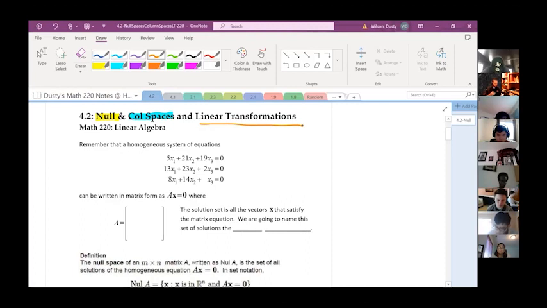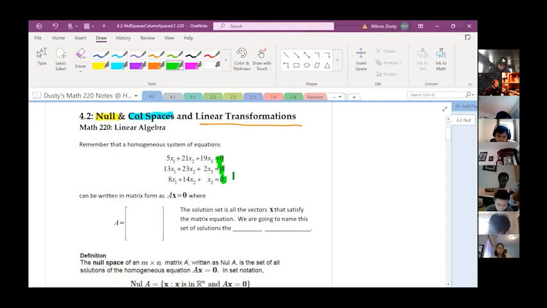We'll probably mostly talk today about the null space, maybe a little bit of the column space. On Tuesday, when we pick it up, we'll finish this stuff off. So let's start at the beginning. Remember the homogeneous equation. It's the homogeneous equation if you have this equals 0 on the other side.